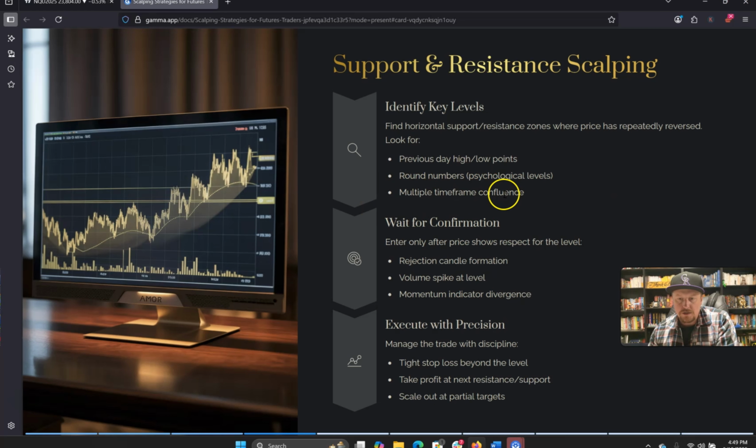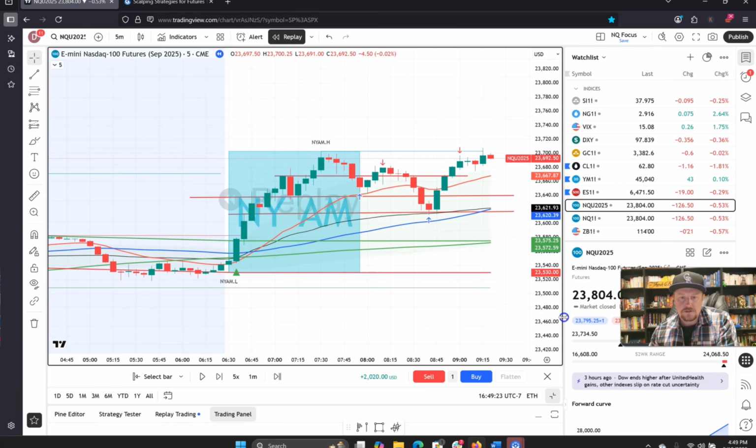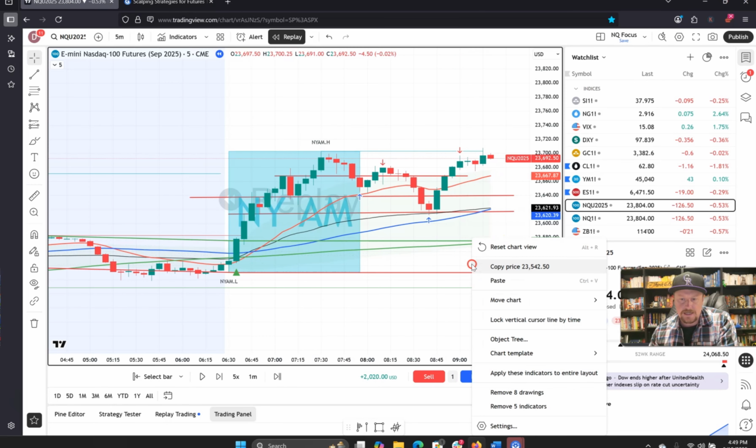psychological levels, multiple time frame influence. Wait for confirmation: enter only after price shows respect for the levels, reject candle formation, volume spike at these levels, momentum indicator divergence. Execute with precision, manage trade with discipline, tight stop loss beyond the levels, take profit at next resistance or support, scale out at proportional targets. Okay, so you'll see me do this a lot.